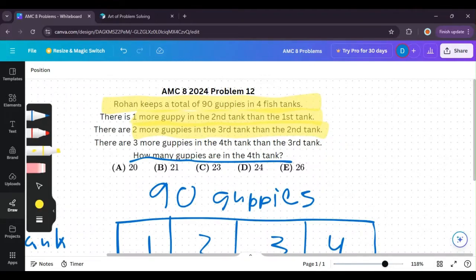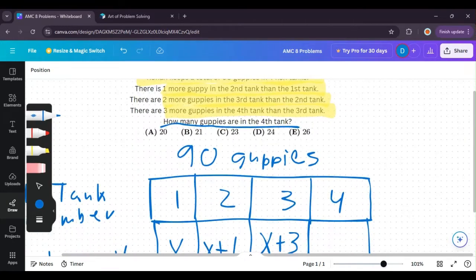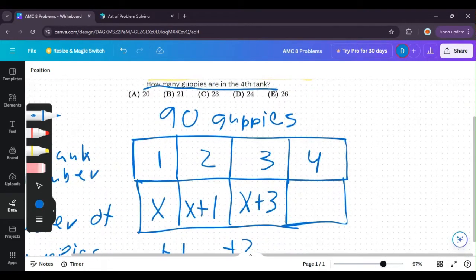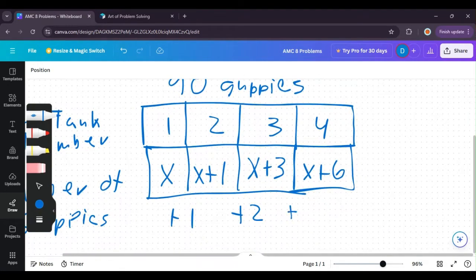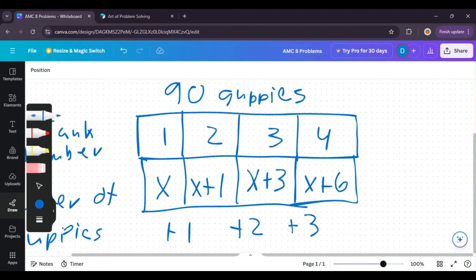So it says there are 3 more guppies in the fourth tank than the third tank. So if there are 3 more guppies in the fourth tank than the third tank, then we're going to add 3 to the third tank to find the total amount in the fourth tank. So we add 3 and we get x plus 6. So every tank has a written value of guppies, and they're all written in the value of x.